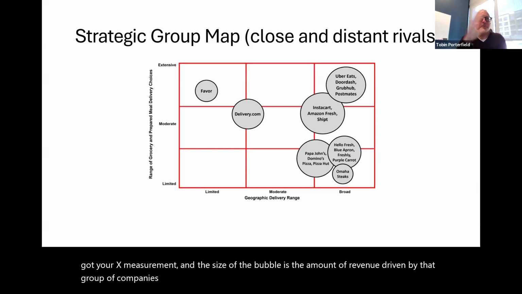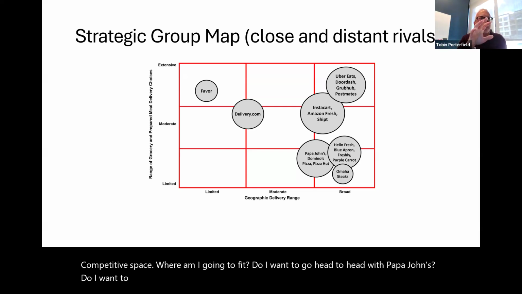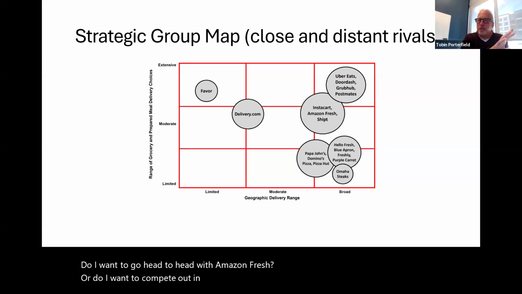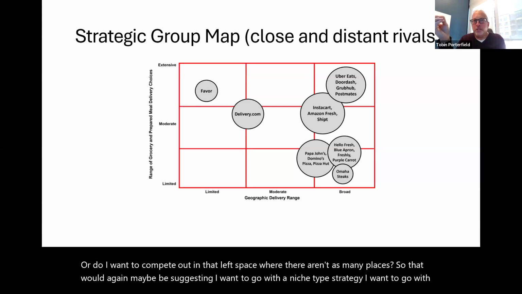So it just helps you get a visual picture of, if I'm going to enter this competitive space, where am I going to fit? Do I want to go head to head with Papa John's? Do I want to go head to head with Amazon Fresh? Or do I want to compete out in that left space where there aren't as many places? That might suggest I want to go with a niche differentiation strategy.